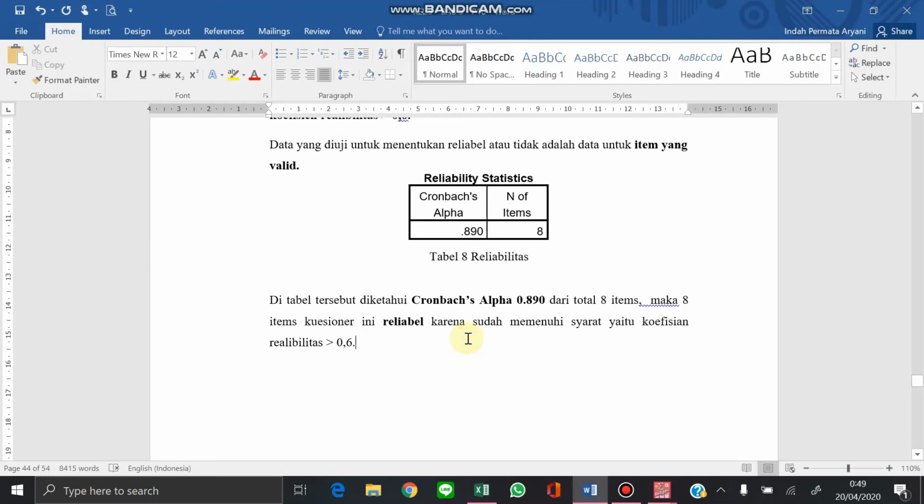So these 8 question items or questionnaires are reliable because they meet the requirement, that is, the reliability coefficient is greater than 0.6.